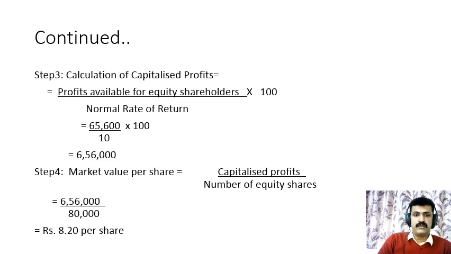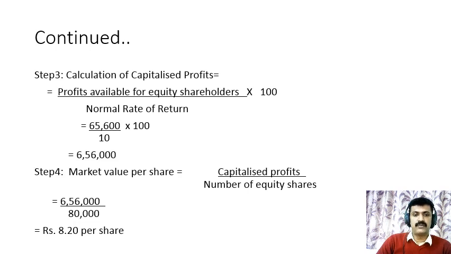Next, in step 3, we have to calculate the capitalized profits with the help of the formula: profits available for equity shareholders divided by normal rate of return multiplied by 100. Profits as per the previous step is 65,600 and the normal rate of return as given in the problem is 10%, multiplied by 100. So the capitalized profits is rupees 6,56,000.